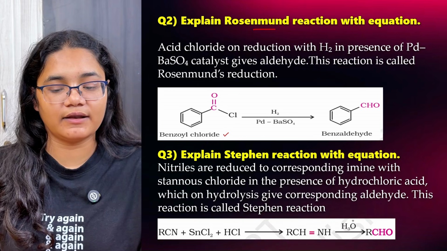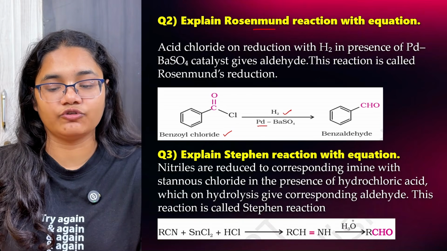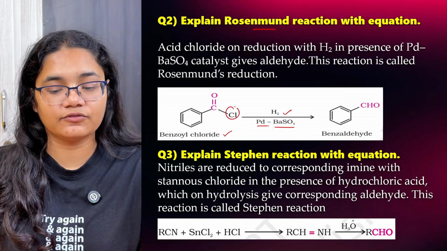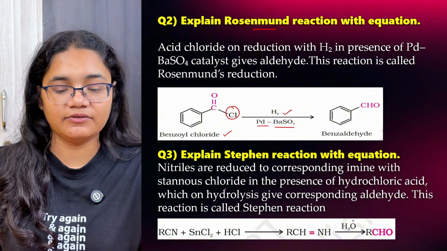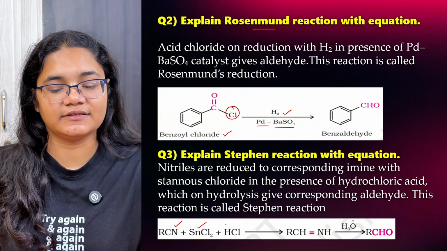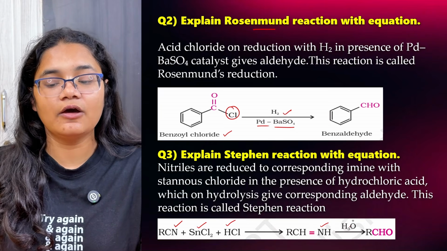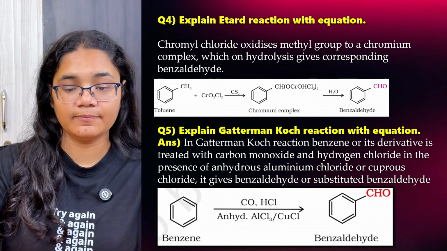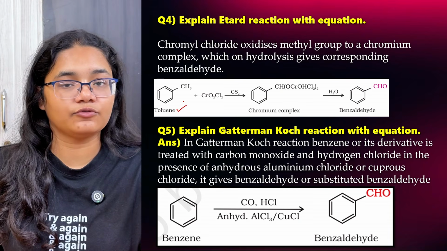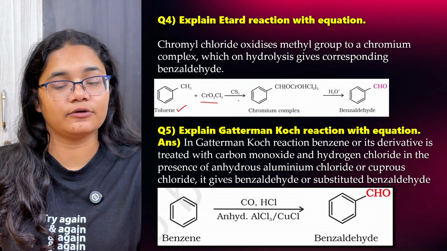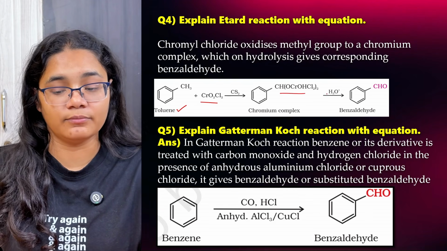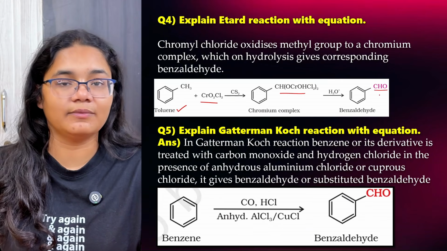Rosenmund reaction: whenever any acyl chloride is treated with hydrogen and palladium on barium sulfate, the chlorine is replaced with hydrogen. Stephen reaction: whenever you have nitriles with SnCl2 and HCl, you get an imine which on hydrolysis gives you aldehyde. Next, Etard reaction: when you have toluene, you react with CrO2Cl2 and CS2, you get a complex of chromium which under hydrolysis gives you benzaldehyde.